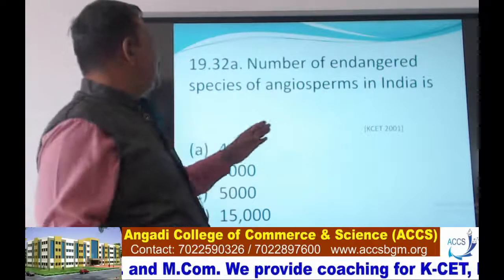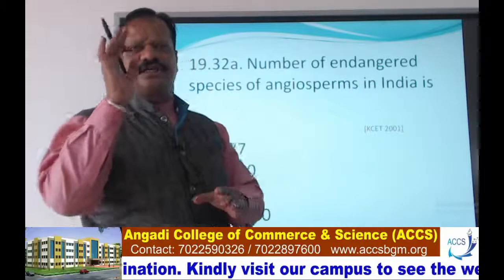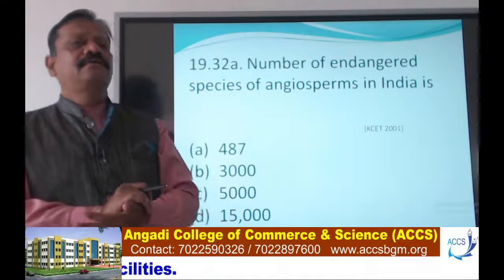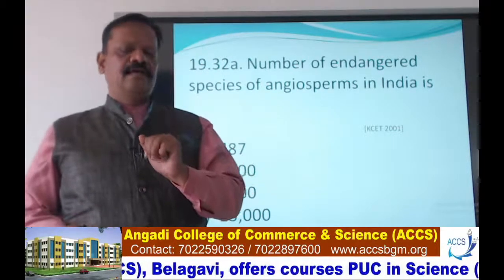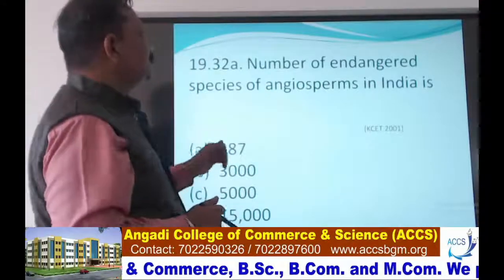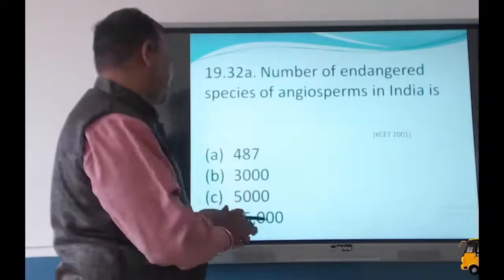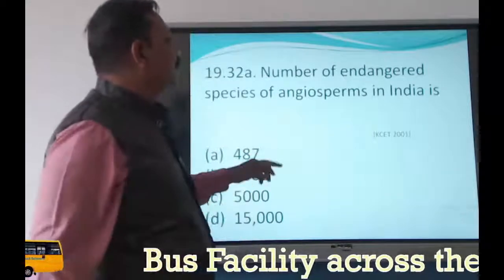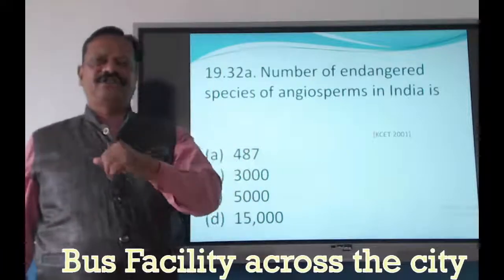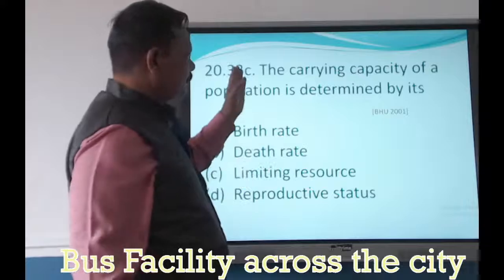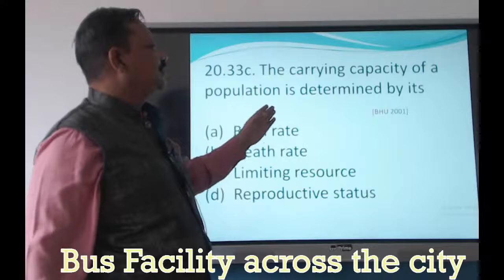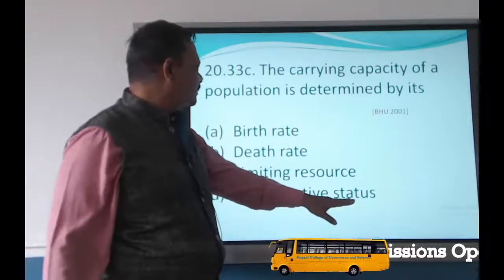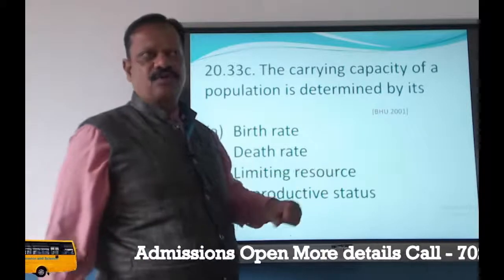The number of endangered species of angiosperms in India. To which group of plants do we call angiosperms? The plants which produce flowers are all angiosperms. The options are 487, 3,000, 5,000, 15,000. It is 487 species of angiosperms in India that are endangered. Okay, next one. The carrying capacity of a population is determined by its birth rate, death rate, limiting resource, reproductive status. It is option C, limiting resource, the correct one. Next.